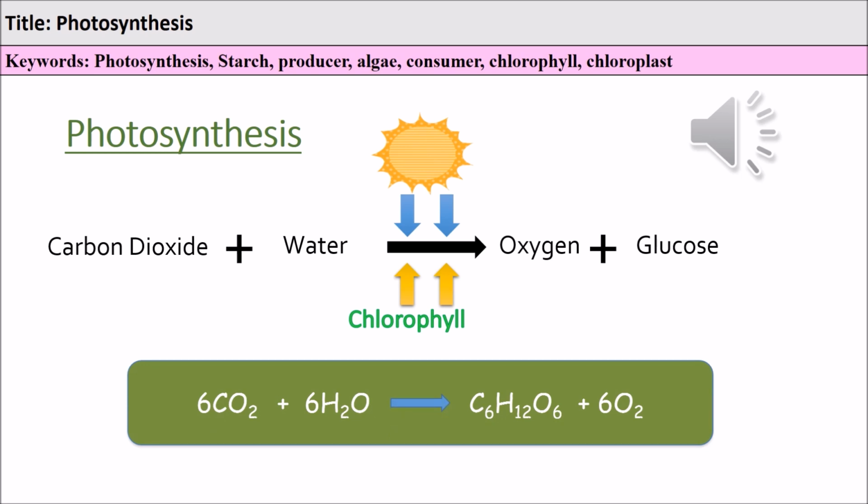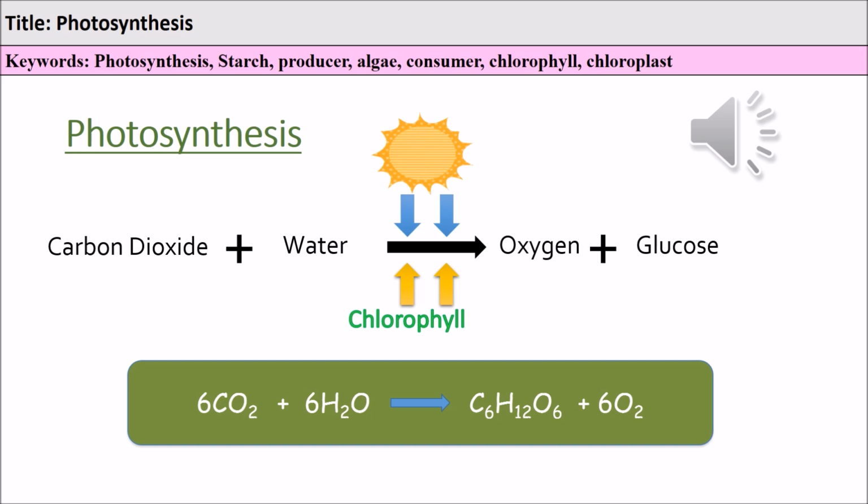So here's the equation for photosynthesis. We need to learn this off by heart. Again, it will be used right up until your GCSEs. So it is carbon dioxide plus water, then via sunlight and chlorophyll, it turns into oxygen and glucose. So you need to write out this word equation. For those of you that want to extend yourself a little more, you can then convert this into our symbols.